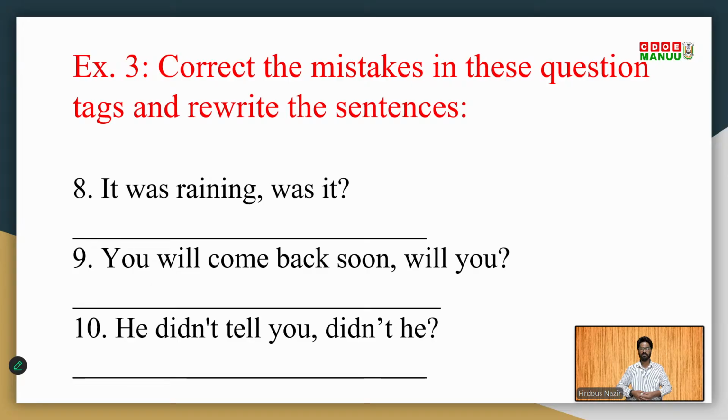You will come back soon. Won't you? W-O-N apostrophe T. We pronounce it as won't you. Or simply we can say will not you. See, will not you and won't you are one and the same. The only difference is spelling and pronunciation. It means the same thing. You will come back soon, won't you?